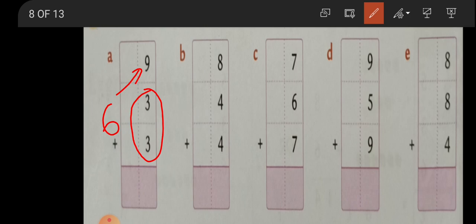9 in mind. Always take the bigger number in mind. 9 in mind, 6 fingers up. Forward counting after 9: 10, 11, 12, 13, 14, 15. This is the answer.